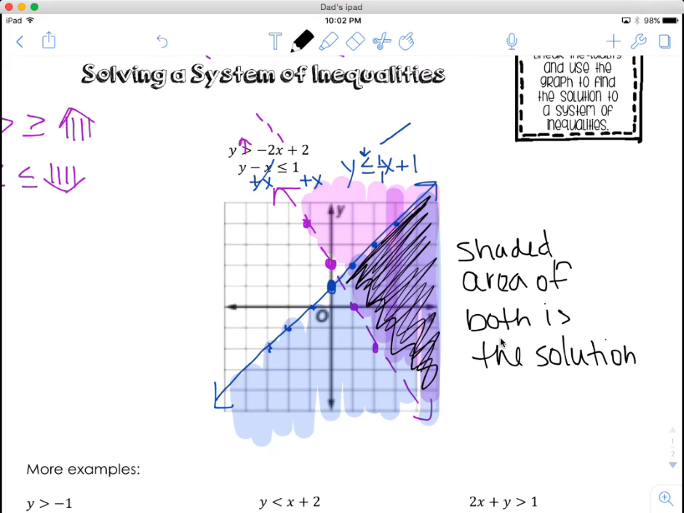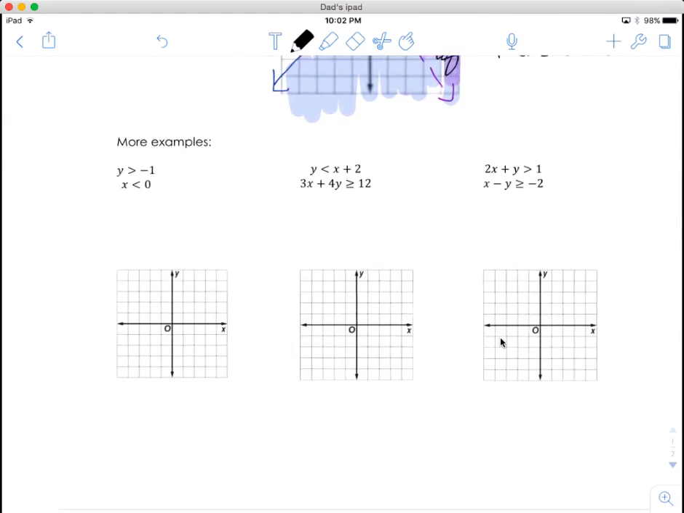The shaded area of both is the solution. So the solution for a system of equations is a coordinate. The solution for a system of inequalities is a shaded area. Okay, so let's look at another problem.